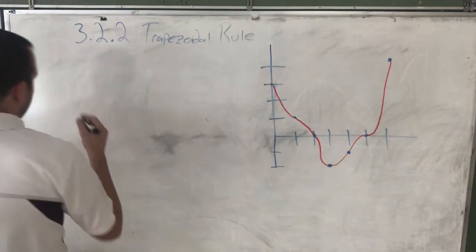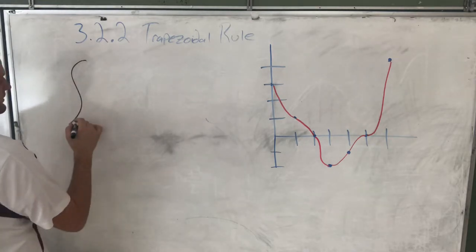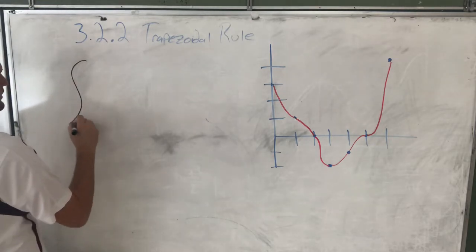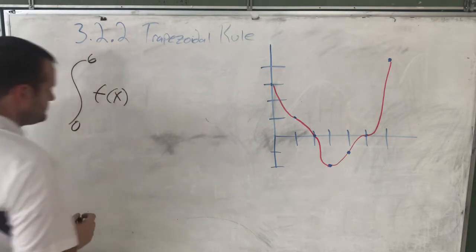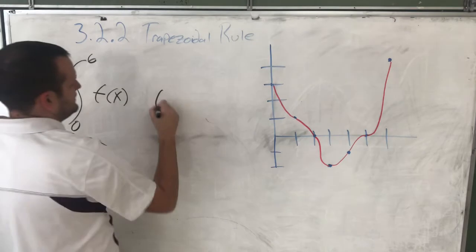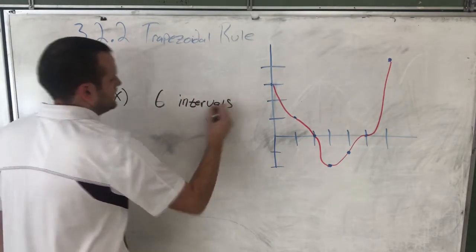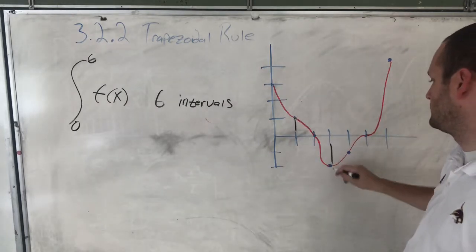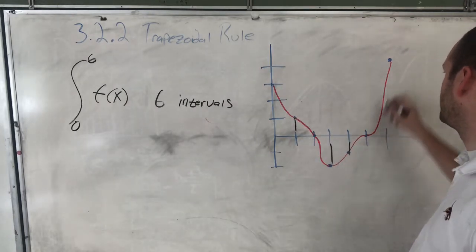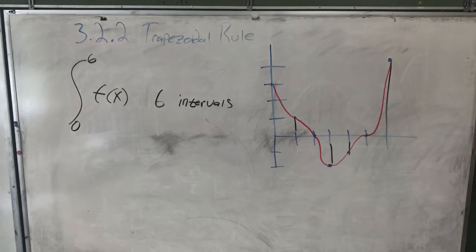So let's do a summation. Okay, we're going to sum. We're going to integrate. That's another way to say this. We're going to find the area under the curve from 0 to 6 of this function. All right, and let's do it with 6 equal intervals. So we've got 1, 2, 3, 4, 5, 6. There we go. And we want to find the area of each one of these.